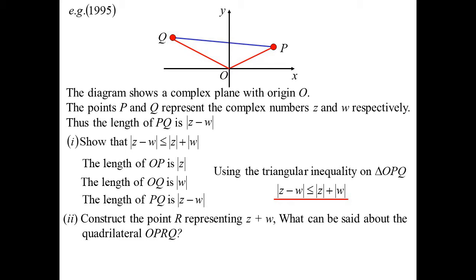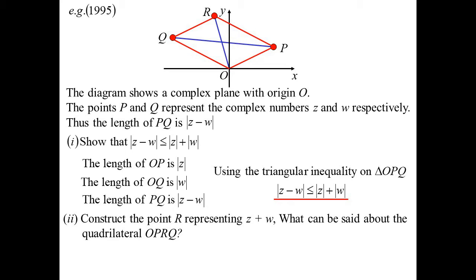Well, that in itself is not too hard, because we just complete the parallelogram, if you like. So we add our two vectors together, and there it is. The point R up there would represent Z plus W. But the more interesting part of the question is what can be said about our quadrilateral OPRQ. And I think by me saying the way I did, I've already said the answer, haven't I? Because I said, oh, we'll create a parallelogram.